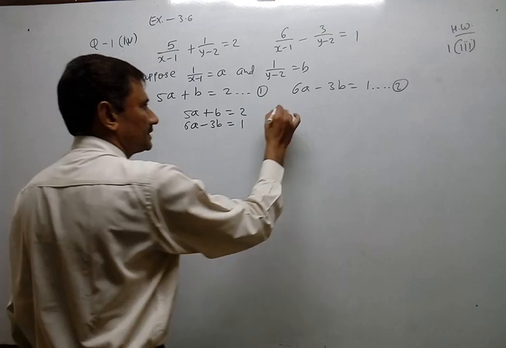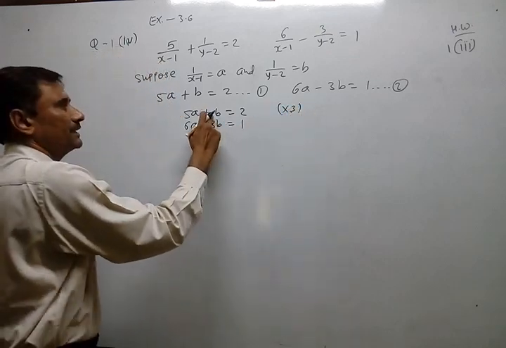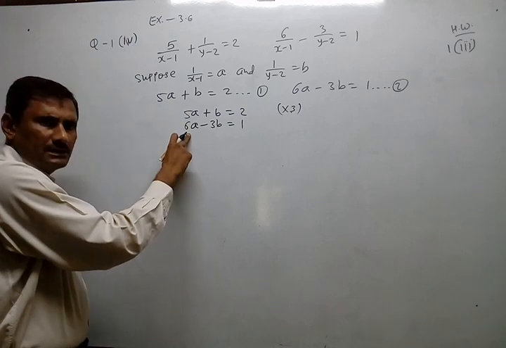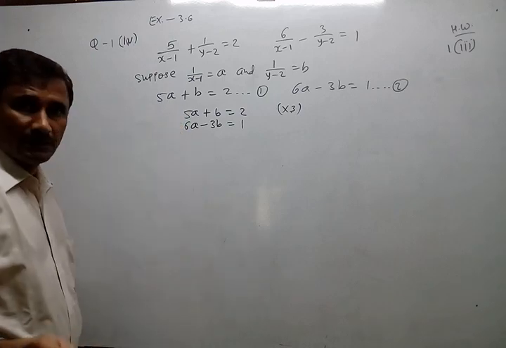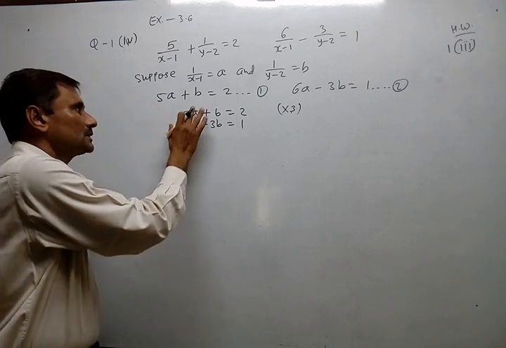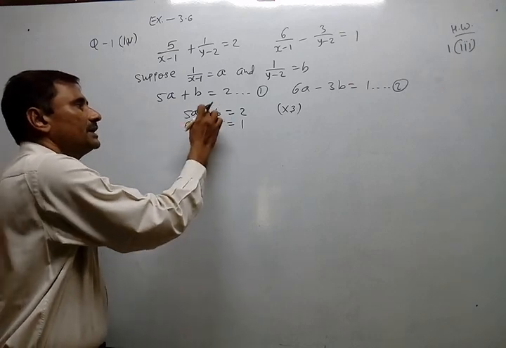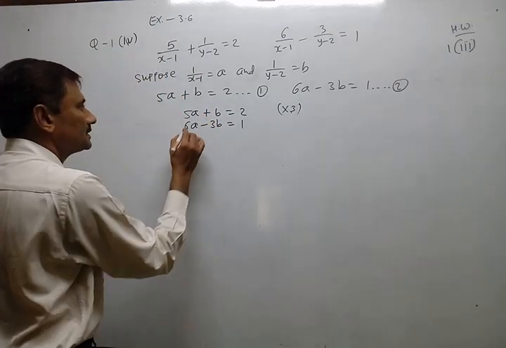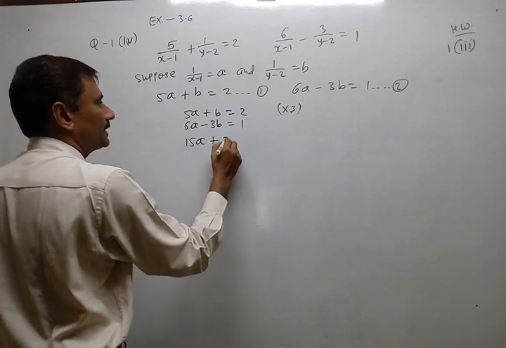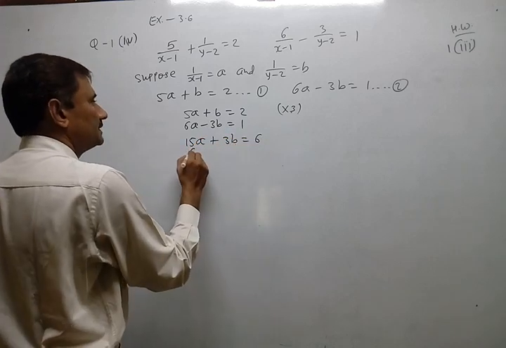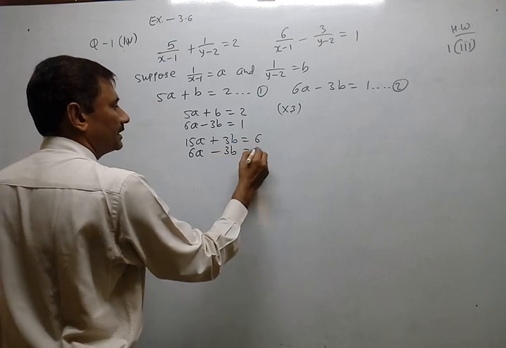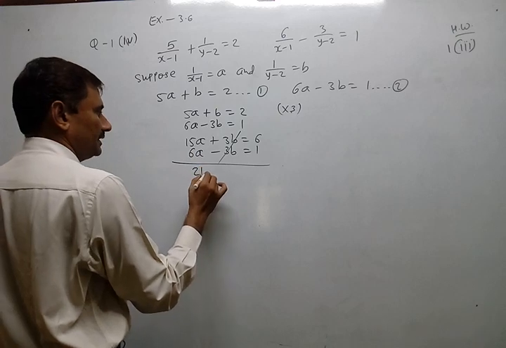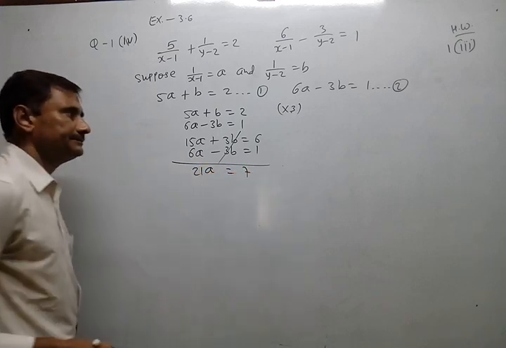Now, just understand, if I want to eliminate b, then I have to multiply the first equation by 3, because I want 3 here. Signs are already opposite. And if you select a, then it will be difficult, because you have to multiply both equations, first by 6 and second by 5. So don't select a. Easily b can be eliminated by multiplying the first equation by 3. So 15a plus 3b equal to 6. 6a minus 3b equal to 1. 3b already gone. 15 plus 6, 21a is equal to 7.